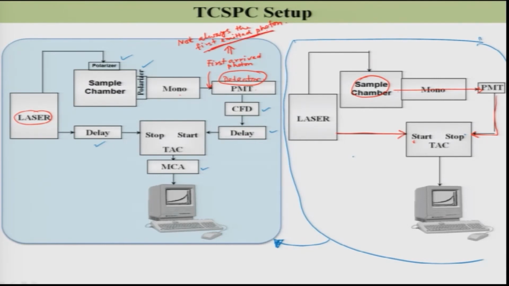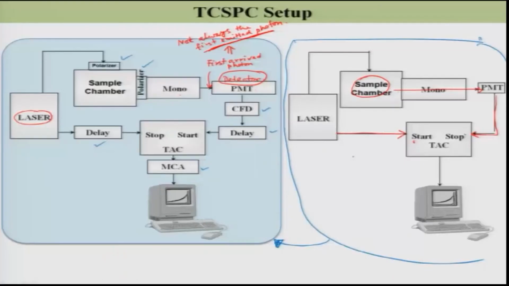If it were like that, then there would be no decay. Always I would get one count or several counts in the very first few time regions. I would never get counts at later times, so I would never be able to reproduce the decay profile in the histogram. So note that not always the first emitted photon is the first arrived photon, that means the first detected photon.